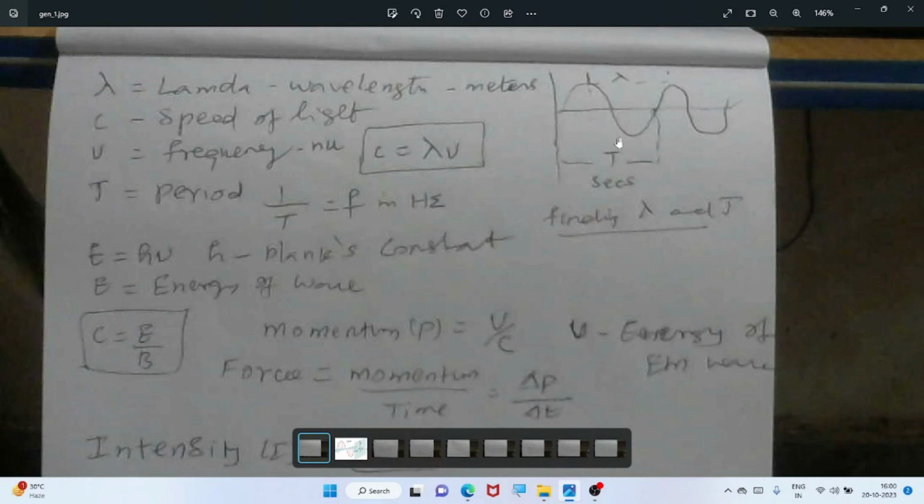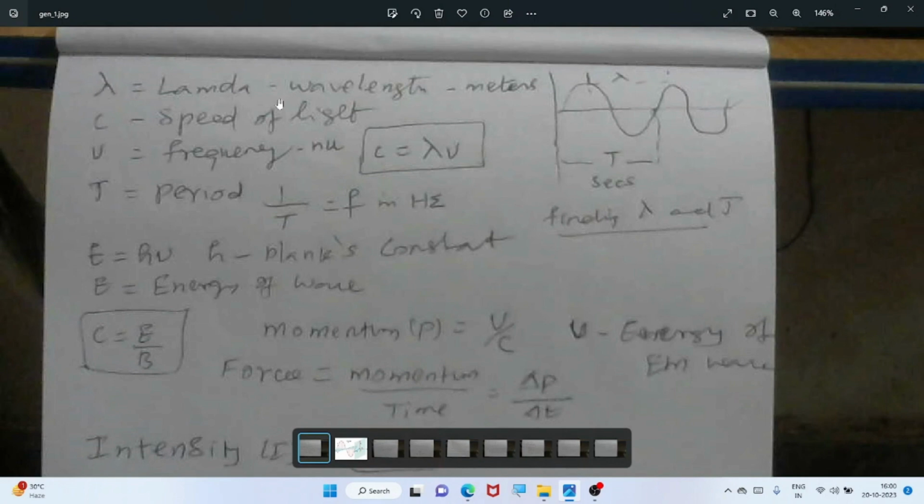The unit of this period is seconds. The distance between these two repetitions is called the wavelength, lambda, but the unit of lambda is meters. The period is in time and lambda is in meters. So based on what unit they have given, whether it is time or meter, you can find the period or lambda. If they are given in seconds, you can find only the period, not the wavelength.